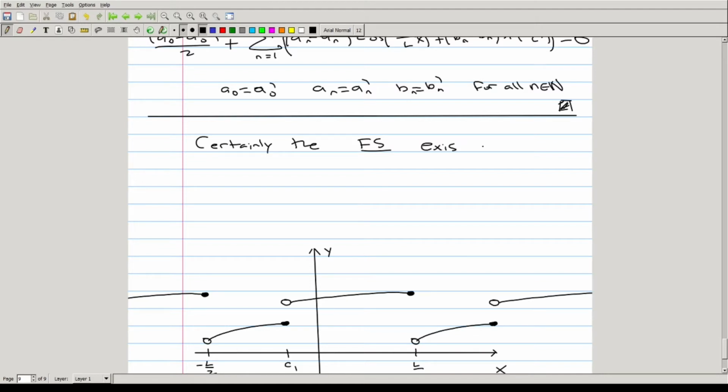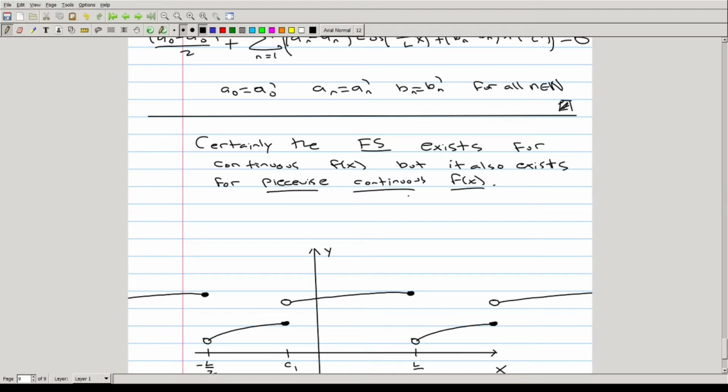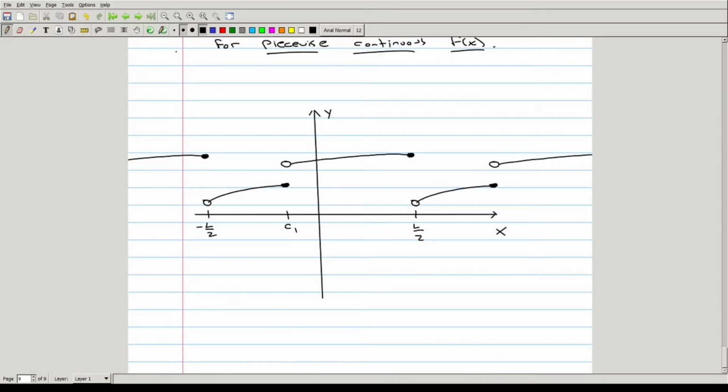exists, specifically the integrals for the Fourier series exist for continuous functions f, but it also exists not just for continuous functions f, but for piecewise continuous functions f of x. So this is a nice example here.